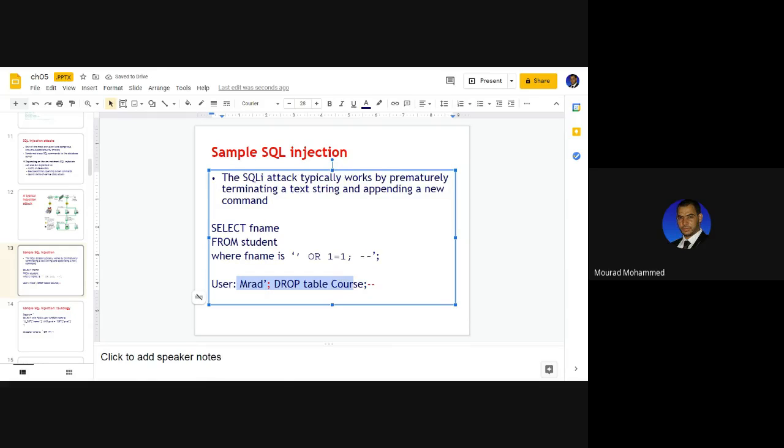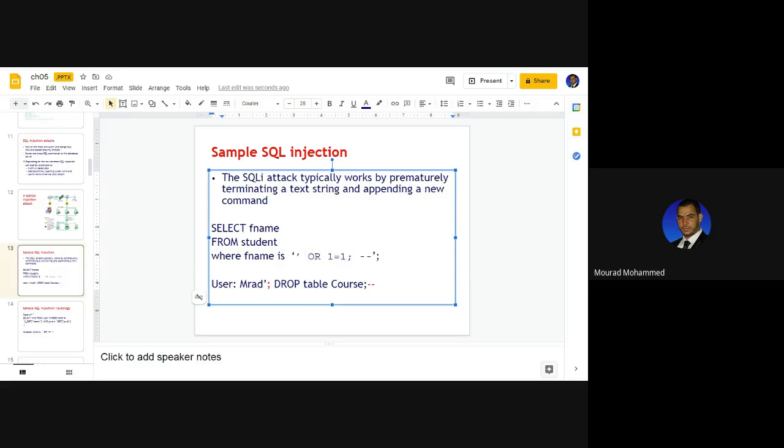This is the first example, and this is the second example now. So here we are closing the quotation, and we are telling the system either this, which is the nothing, the empty, or 1 equal to 1. This is usually true. So the system will validate.